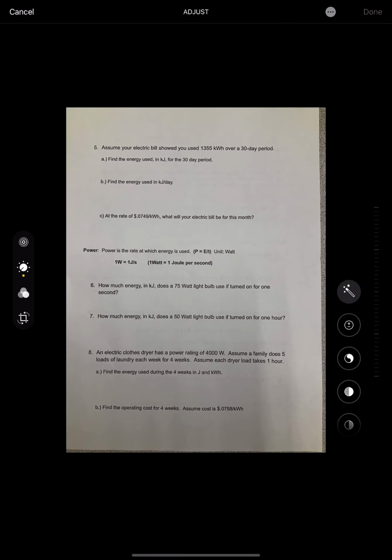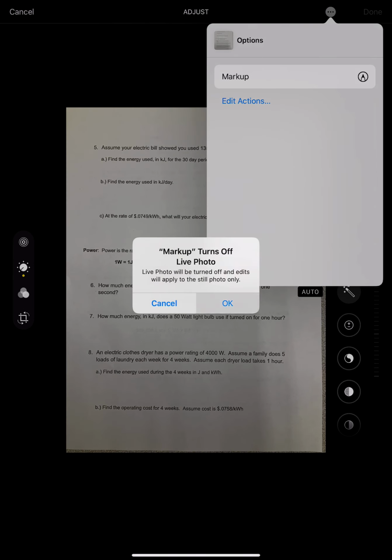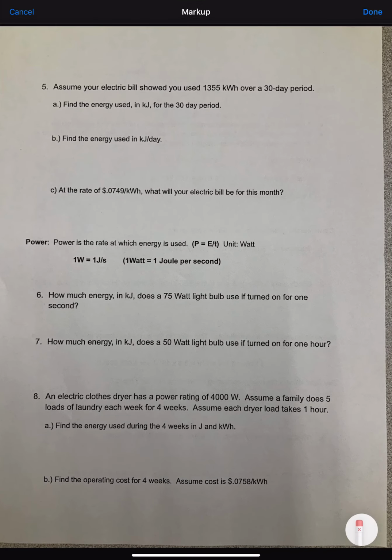All right, here we go. Page 2. I'll get better at these as we go, I promise.